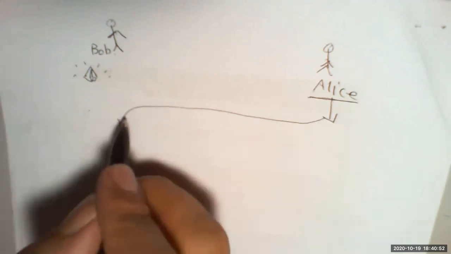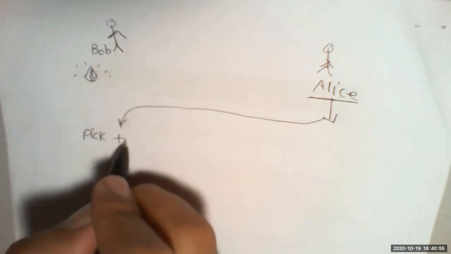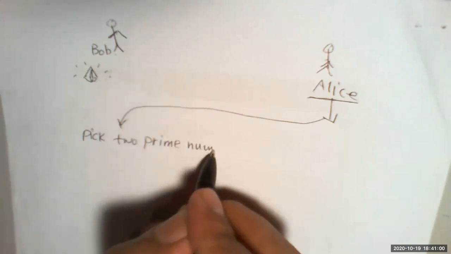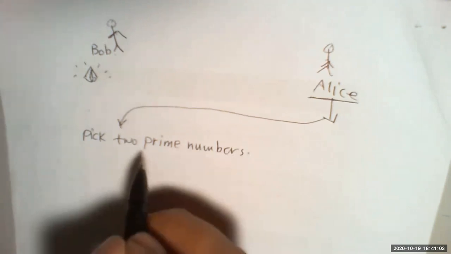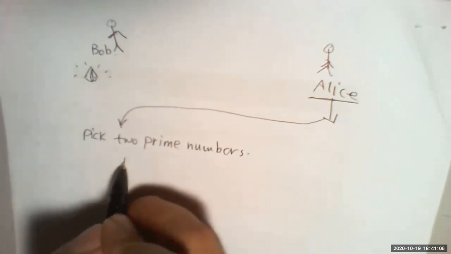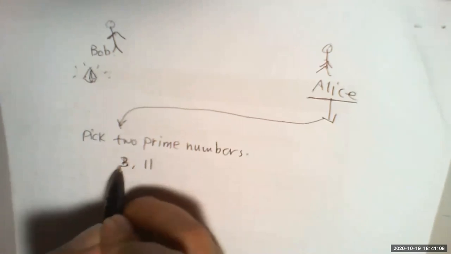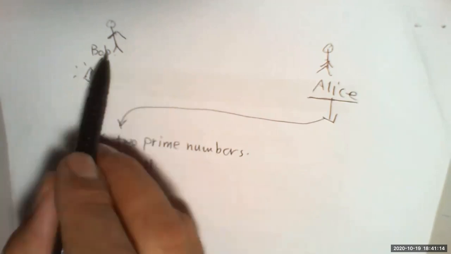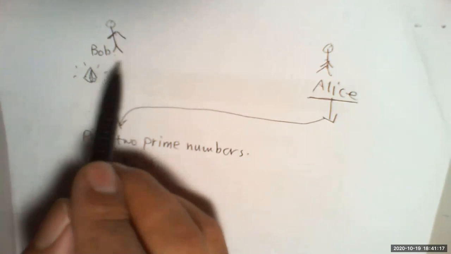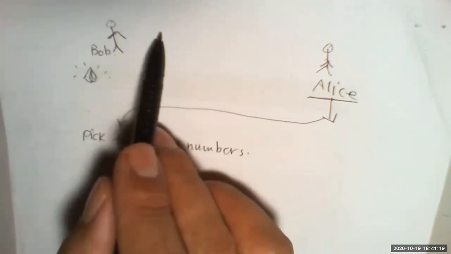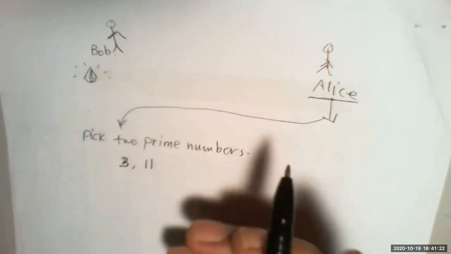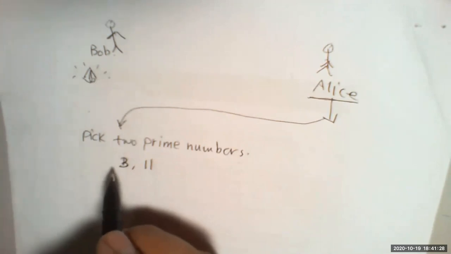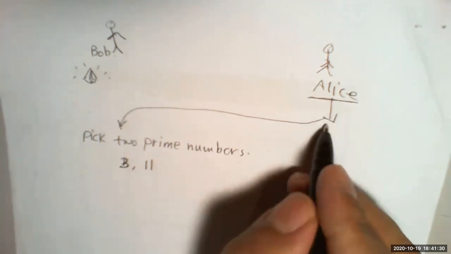Alice picks two prime numbers, and for simplicity, she is going to pick the most basic numbers here, 3 and 11. Now she starts trying to send something to Bob as a public key. If somebody takes this public key, he will not be able to encrypt or decrypt the data. So she is preparing a public key and a private key. This is the first step at Alice's side.